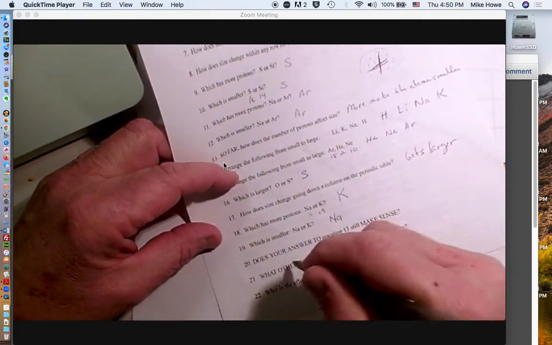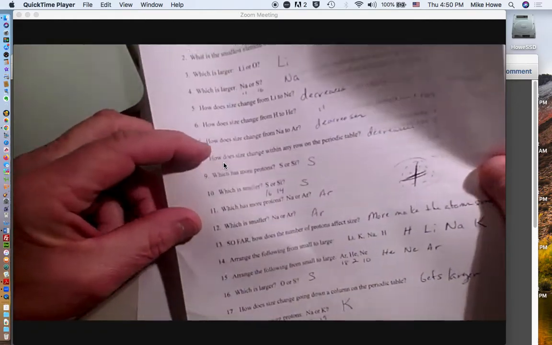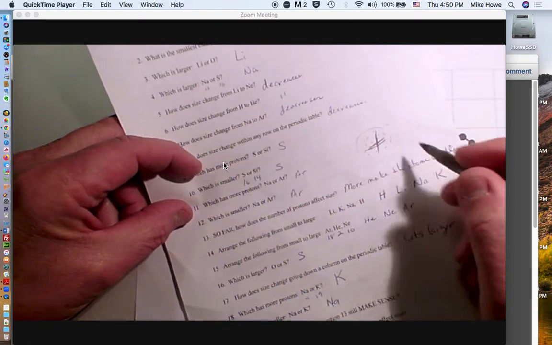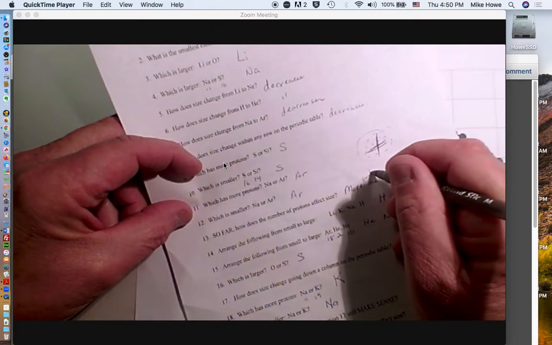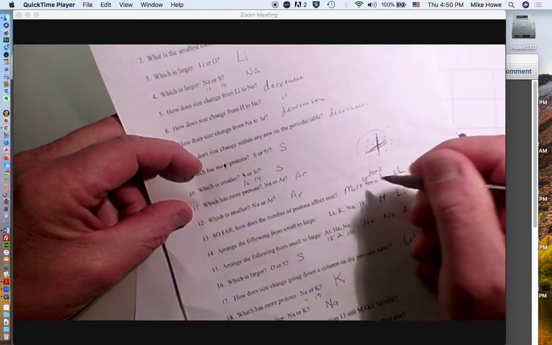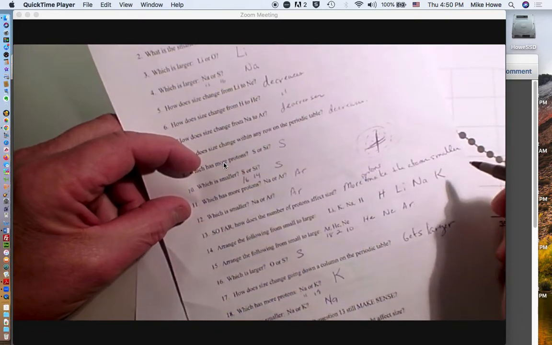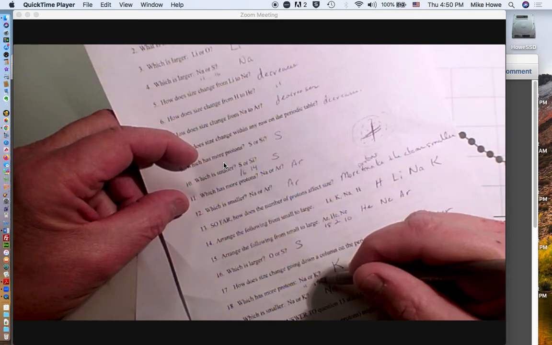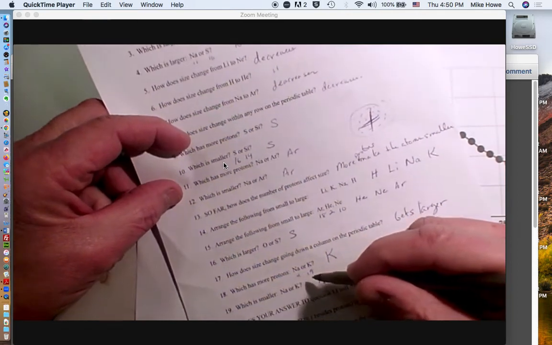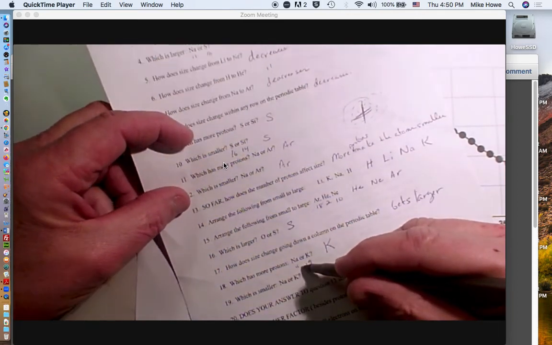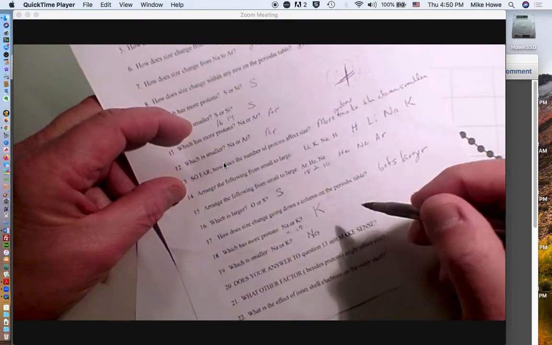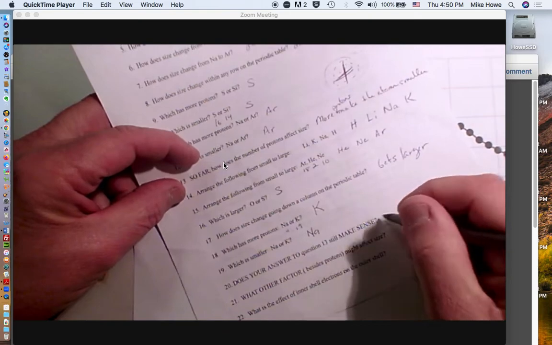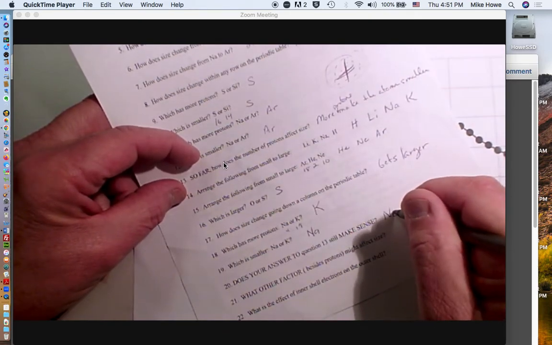Now go back. Does this question still make sense? Go back to 13. It says, so far, how does number of protons affect size? And we said more protons, I forgot to write the word protons, more protons make the atoms smaller. Does that make sense here? Because potassium has more protons than sodium, 19 versus 11, but sodium was smaller than potassium. So the answer is no, not really.